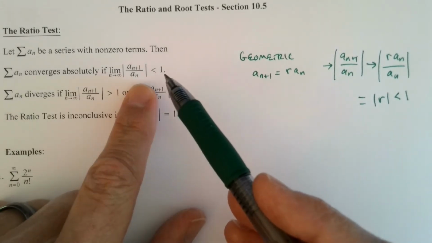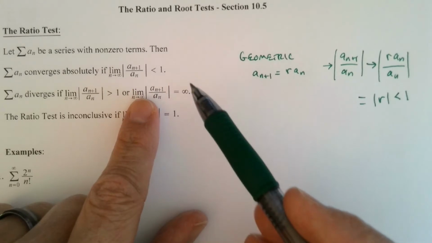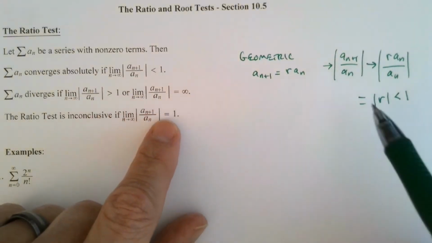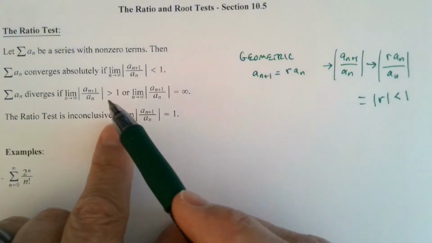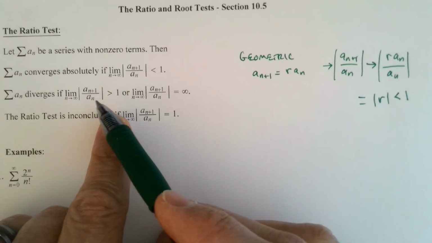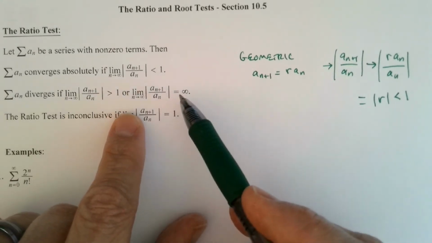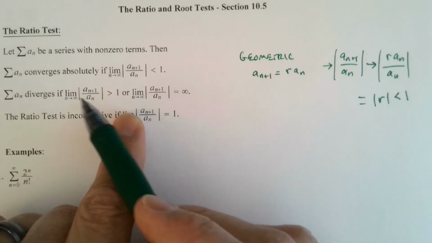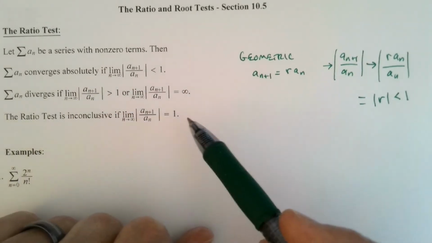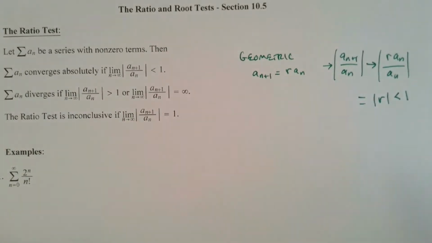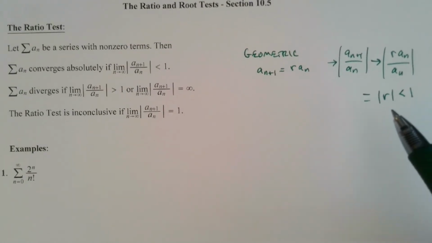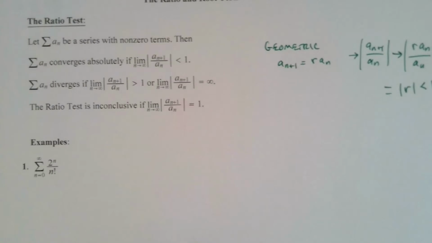But that's only if this limit, again, is going to be less than 1. Now, the geometric series, remember, was divergent if the absolute value of r was greater than or equal to 1. But here, it's greater than 1, of course, since we're taking the absolute value, it would indicate that the series diverges. But if it's equal to 1, notice that the test is inconclusive. So that's sort of the borderline issue, which for geometric, we do know if r in absolute value is greater than or equal to 1, then the series diverges. Okay, so let's make use of this.